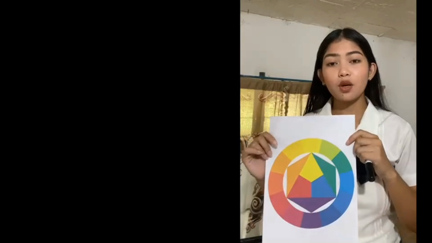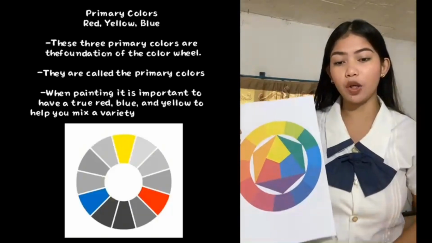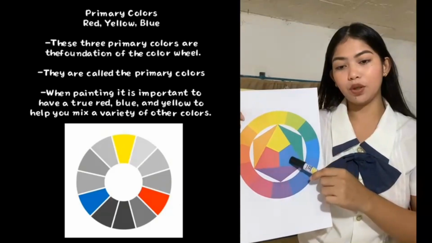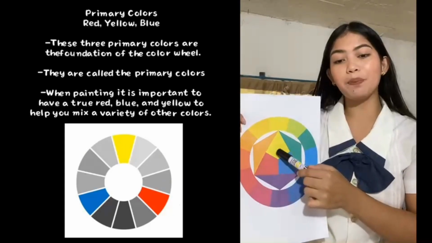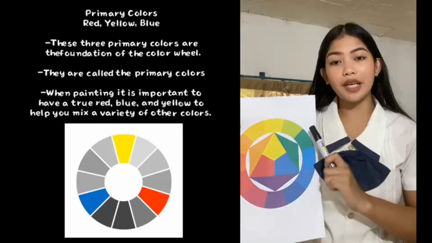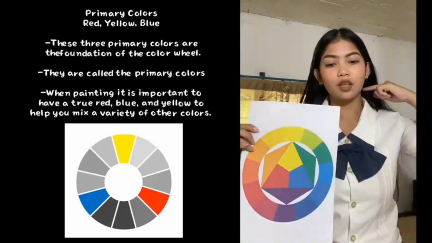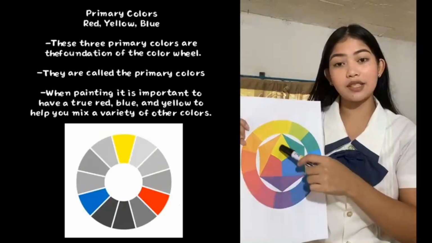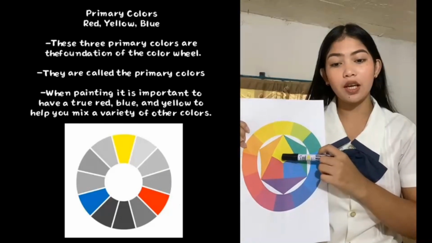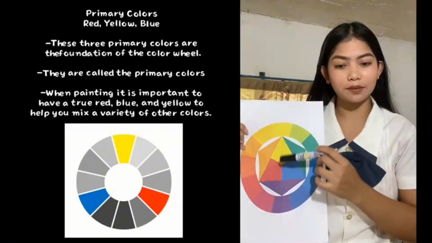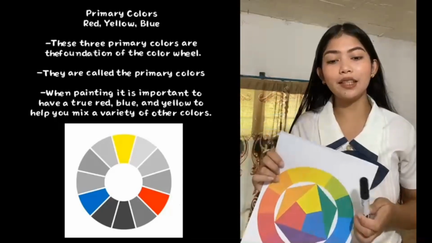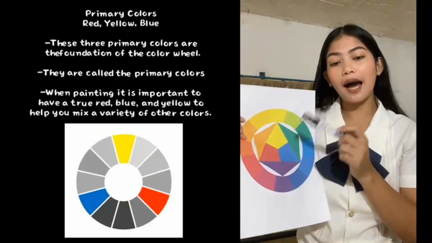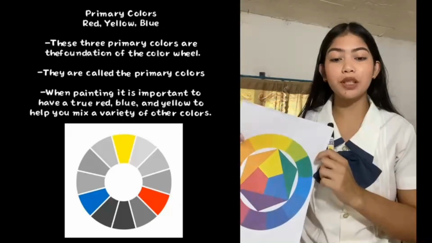First, we have the primary colors. We have the colors red, yellow, and blue. These three primary colors are the foundation of the color wheel, so they are called the primary colors. When painting, it is important to have a true red, blue, and yellow to help you mix a variety of other colors.